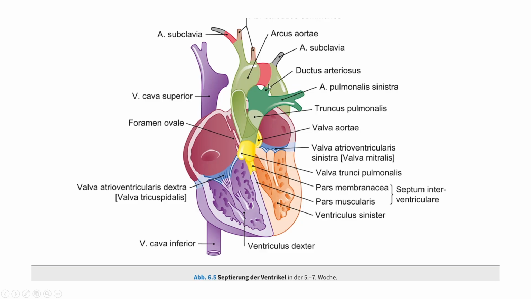Ductus arteriosus, also an important part, because this changed later to ligamentum arteriosum, which is then closed and turns to a ligament, like this closed here.